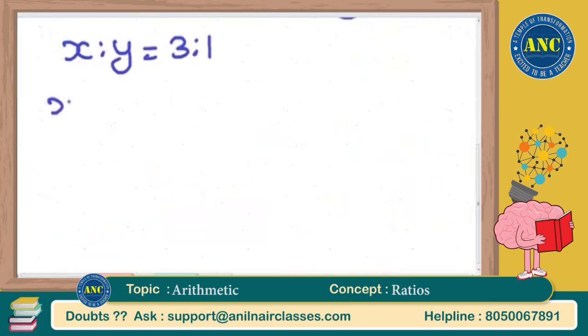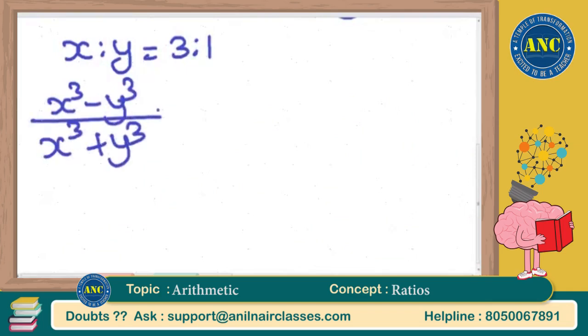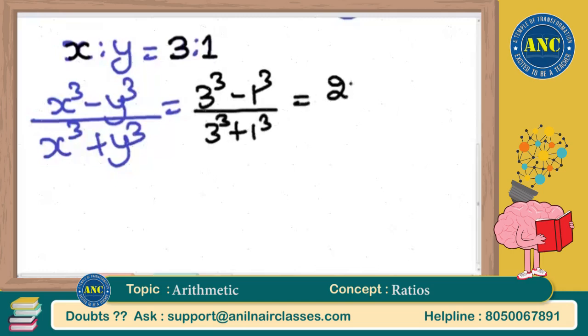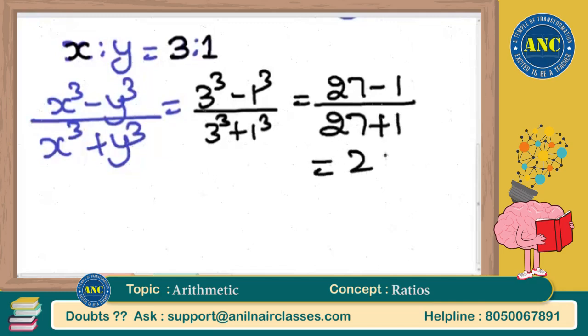X is to y is 3 is to 1. Question is x cube minus y cube divided by x cube plus y cube. Now, in all the three classes on ratios we have used the same methodology. This class also we will use the same methodology. According to the ratio, x value is 3 and y value is 1. Substitute directly. 3 cube minus 1 cube divided by 3 cube plus 1 cube. It is 27 minus 1 divided by 27 plus 1. Over answer 26 by 28. You got it as 13 by 14.